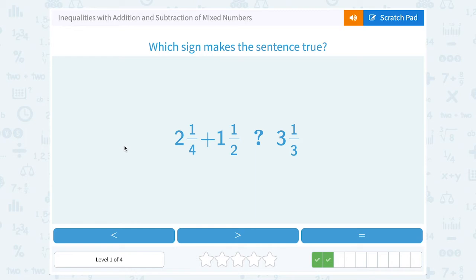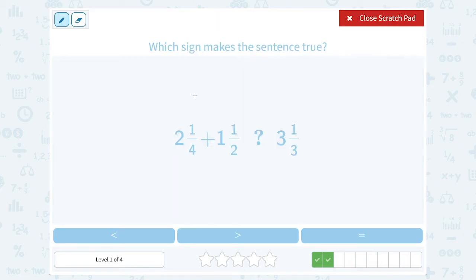2 1/4 plus 1.5, we want to compare that to 3 1/3. Now this one we have to look at a little bit more carefully because 2 plus 1 is 3, but 3 and something, we're comparing it to 3 and something. So we want to do a little work. Let's work this one out completely.